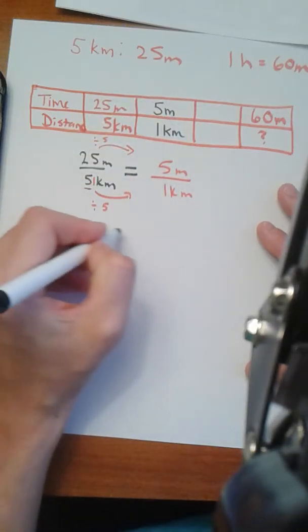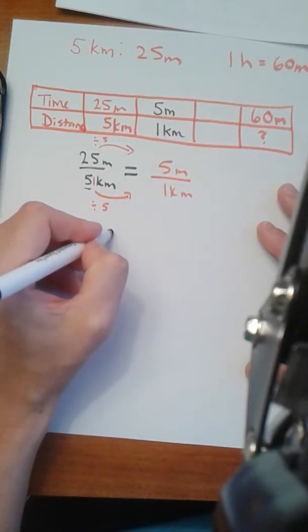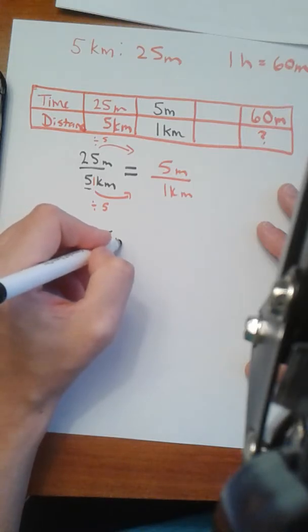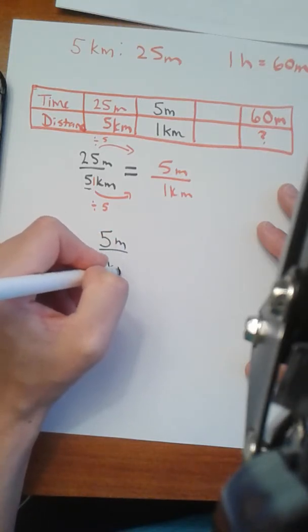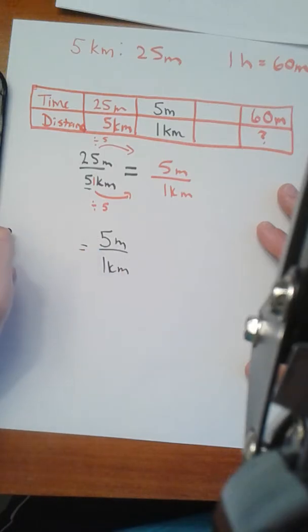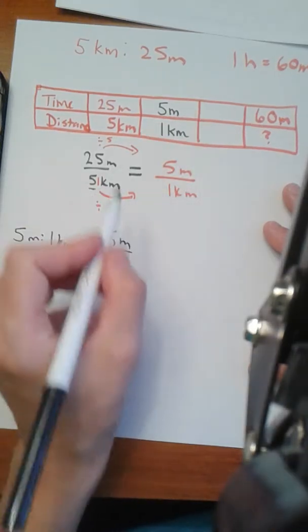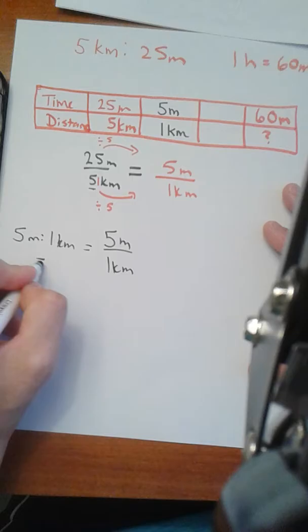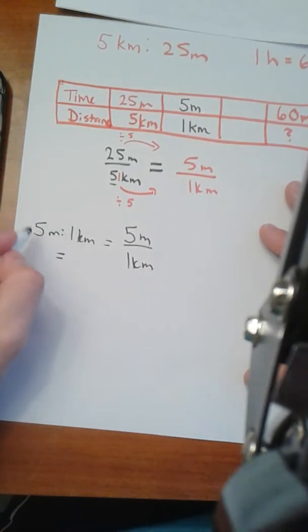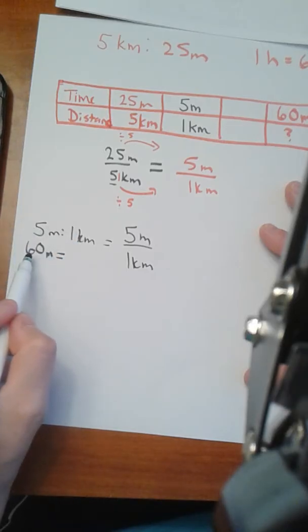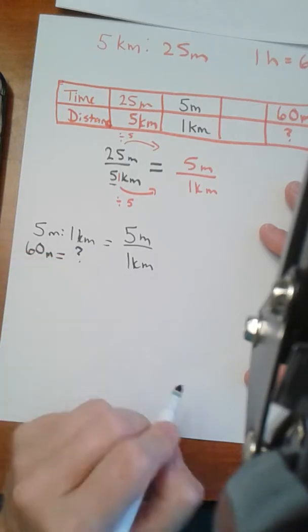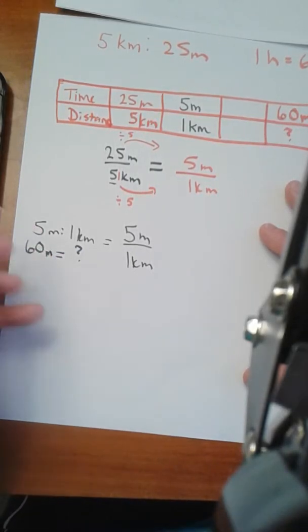Next, we could put this as a ratio, 5 minutes per 1 kilometer, and just note that's the same thing as saying this, 5 minutes per 1 kilometer. And that's an equivalent ratio to 60 minutes. If it takes him 5 minutes to do 1 kilometer, it'll take him 60 minutes to do how many kilometers?